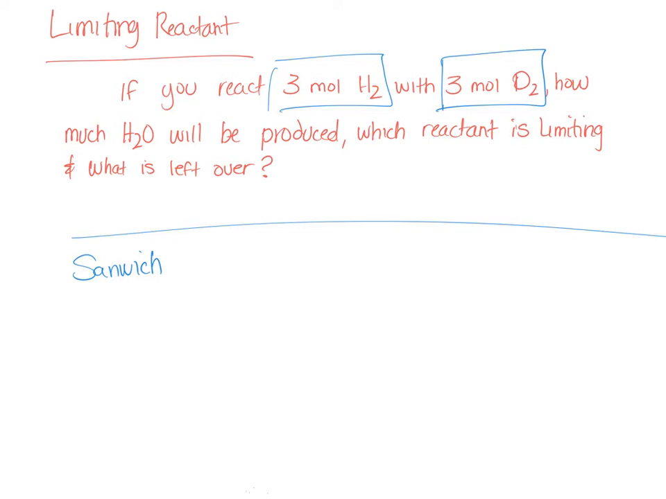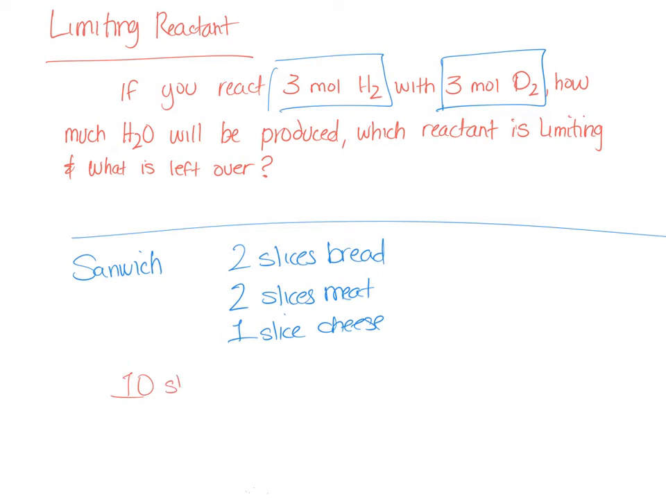And each sandwich gets 2 slices of bread, 2 slices of meat, and 1 slice of cheese. Okay. And let's say you go in your kitchen and you find out you have 10 slices of bread and you have 5 slices of meat and you have 3 slices of cheese.